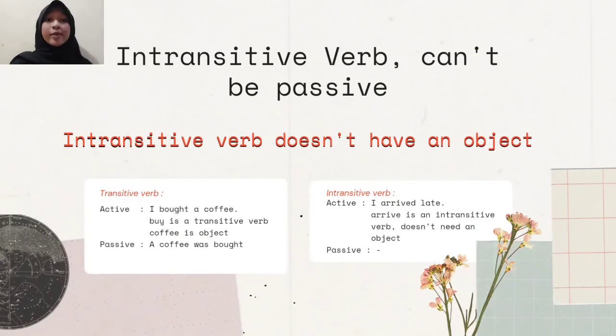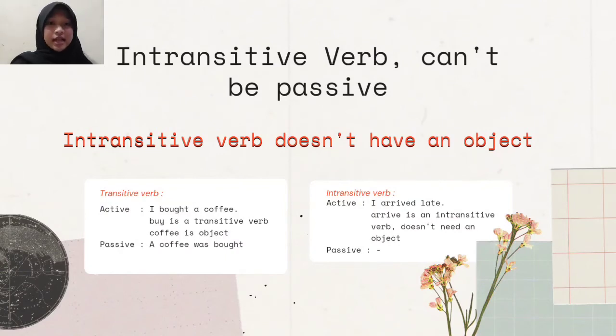I have one more important piece of information to tell you about the passive. Intransitive verbs cannot be made into the passive. What is an intransitive verb? An intransitive verb doesn't have an object. For example, I bought a coffee. Buy is a transitive verb. It needs an object. In this case, the object is coffee.